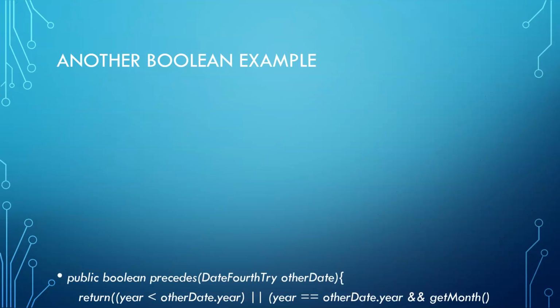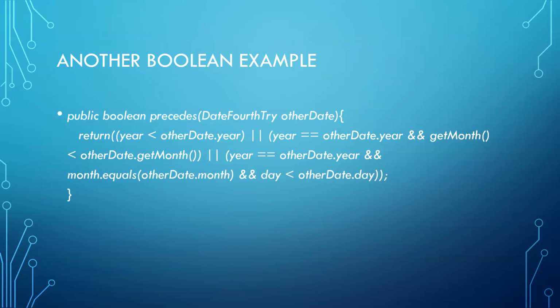So let's look at another Boolean example. Public boolean precedes(DateFourthTry otherDate). And you notice with this one, it's a lot longer. We have year is less than otherDate.year, or year equals otherDate.year and getMonth is less than otherDate.getMonth, or year equals otherDate.year and month.equals(otherDate.month) and day is less than otherDate.day.